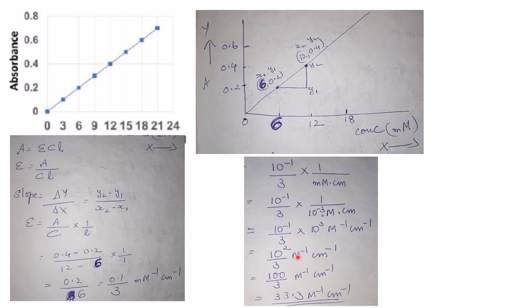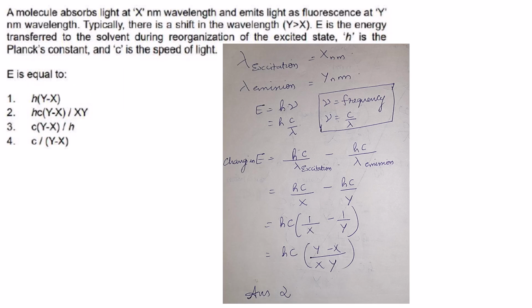epsilon. So now you add the powers. You will get 10 raised to 2 by 3 or 100 by 3. That is 33.3 per mole per centimeter. So that is your answer. Okay, 33.3. Now next one. A molecule absorbs light at x nanometer wavelength and emits light as fluorescence at y.